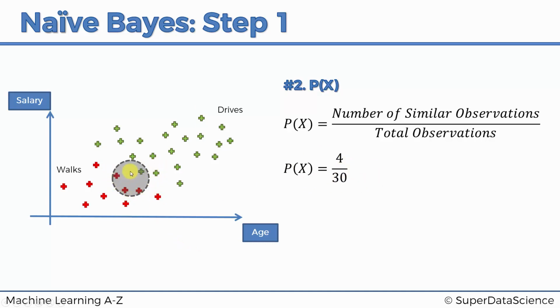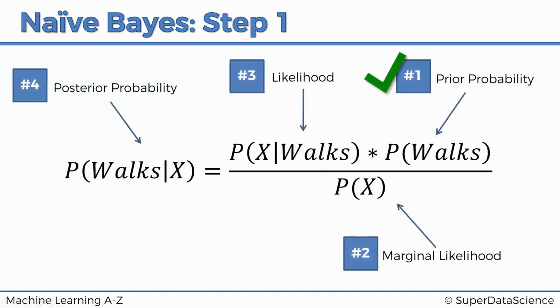Based on prior knowledge, we can tell that there's 4 here and there's 30 in total, so it's 4 over 30. All right, so that wasn't hard at all as well. We calculated the marginal likelihood. So far we've got this one and we've got this one.